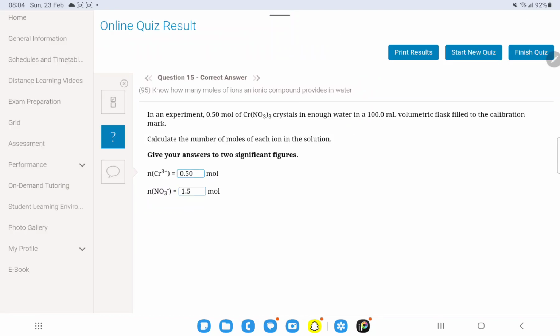In this question, they're asking for the moles of ions. First, you write the equation. Cr(NO3)3 produces Cr3+ and NO3-.